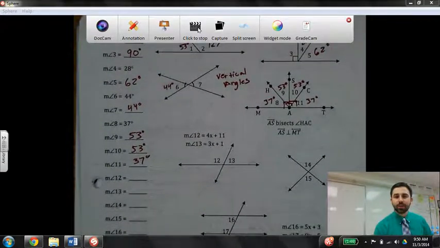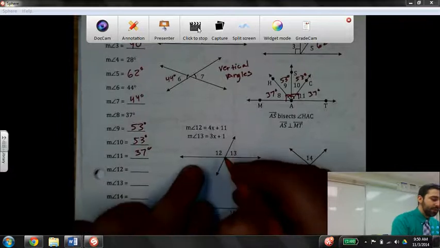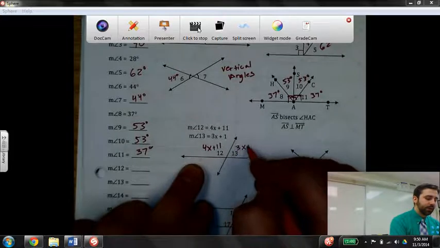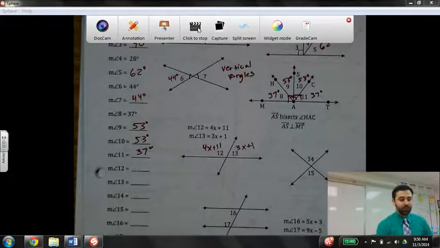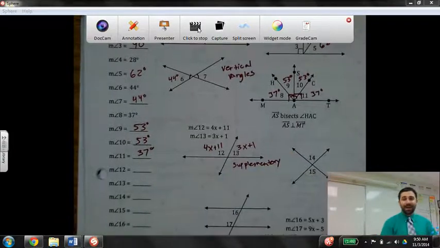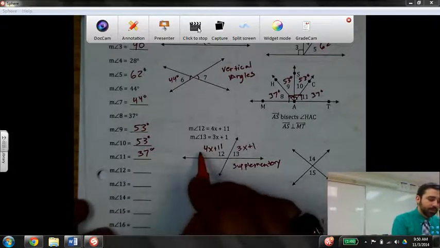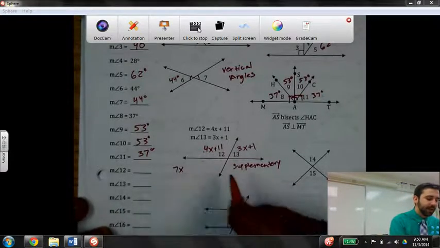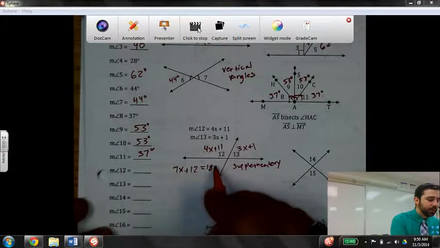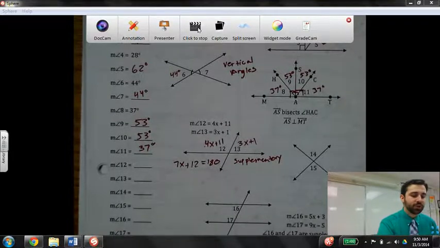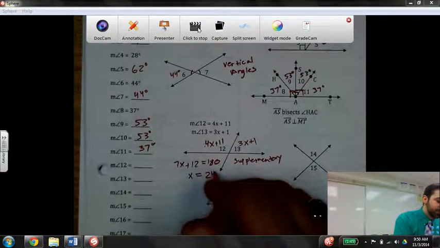So now let's look at 12 and 13. We know that angle 12 is 4x plus 11, and angle 13 is 3x plus 1. What we know about angles 12 and 13 is that they are supplementary angles, which means their measures will add up to 180. So 4x plus 11 plus 3x plus 1 will be 180. So when I combine like terms, I'm going to have 7x plus 12 is equal to 180, which I can solve by subtracting 12 on both sides and then dividing by 7, which would give me x as 24.